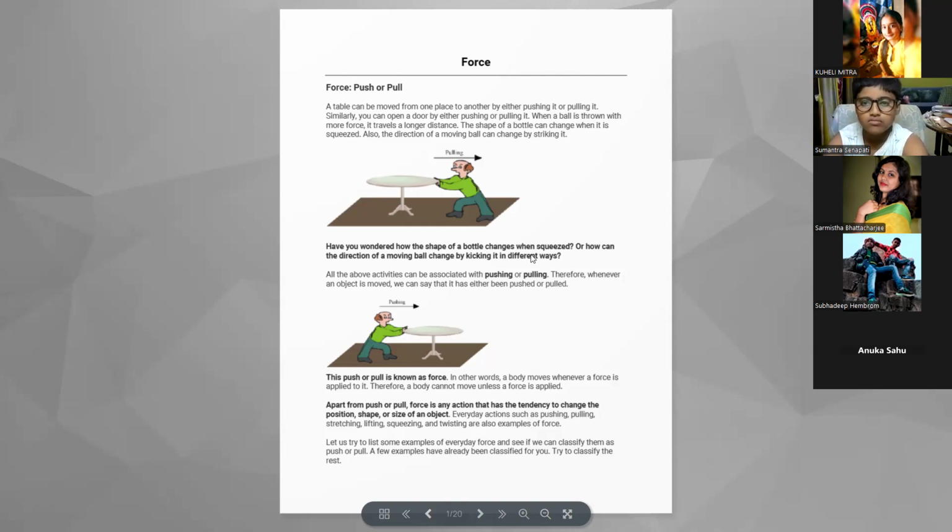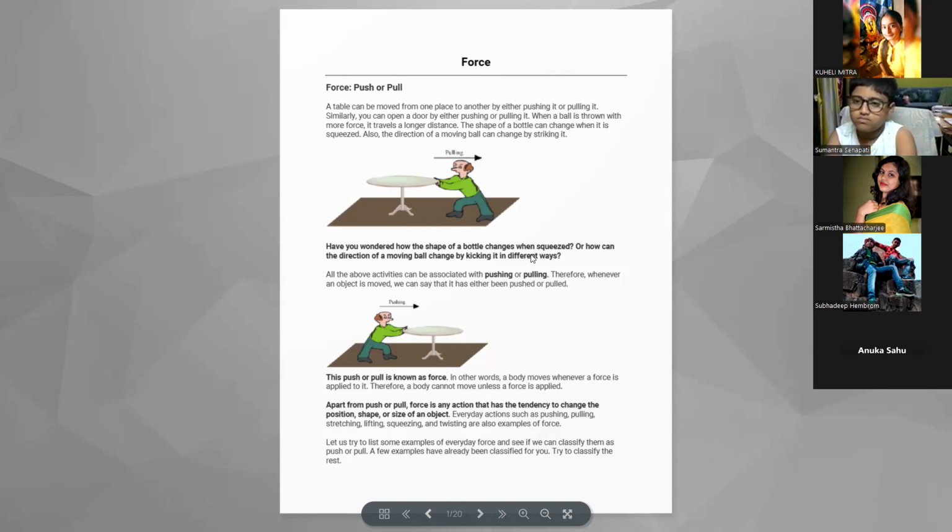Okay. Shubhodip, tell me something about force, except what Sumantra has said. Force means it changes the position of something and changes the direction of something moving, when pushed or pulled, and then compressing. Okay, I understood this.